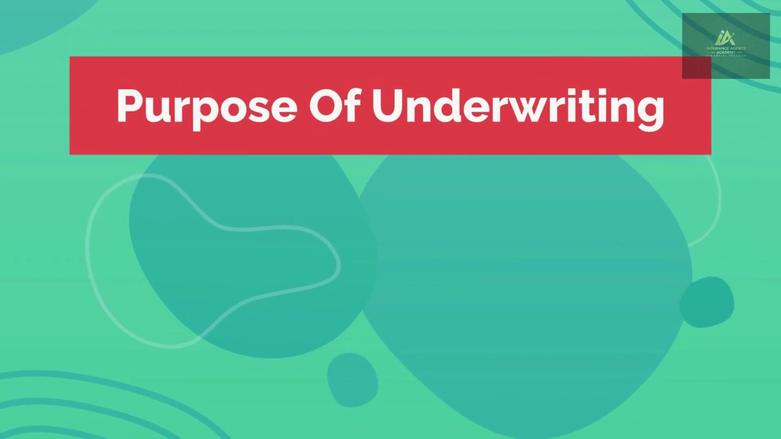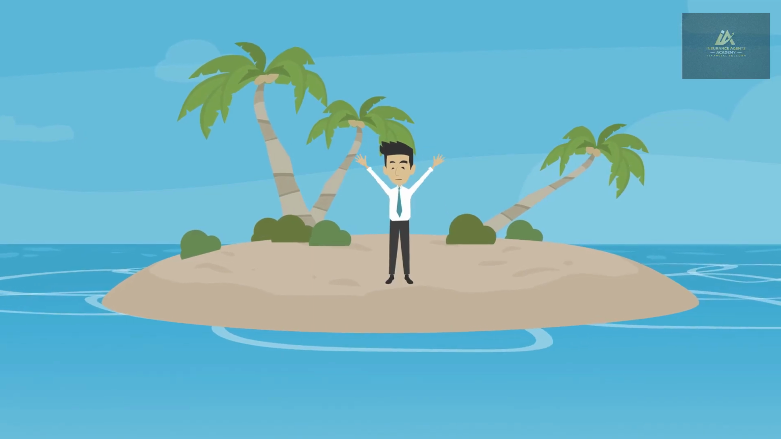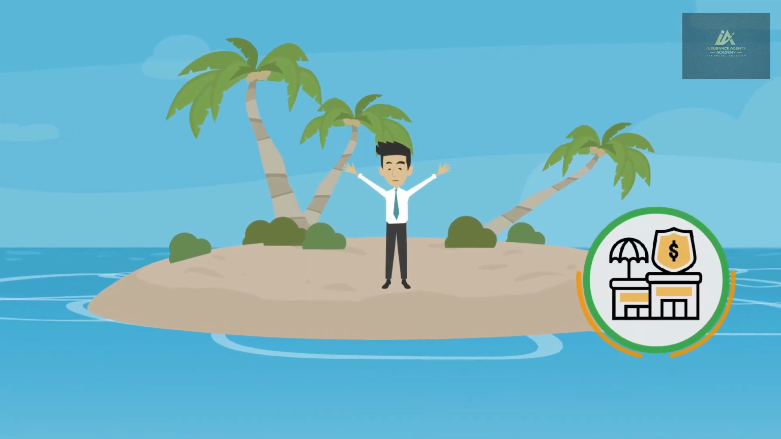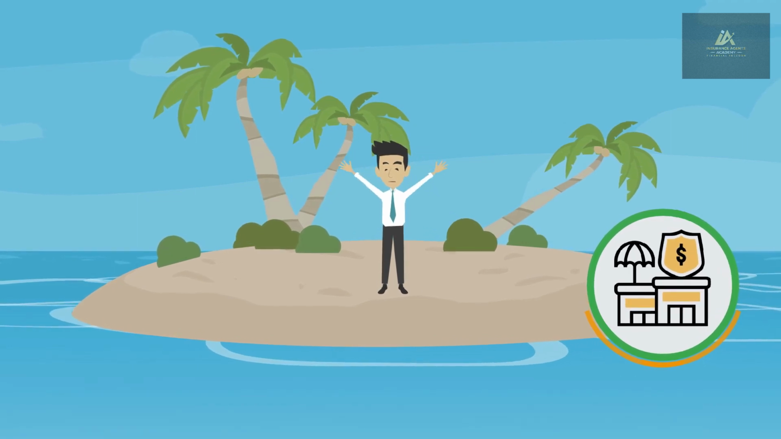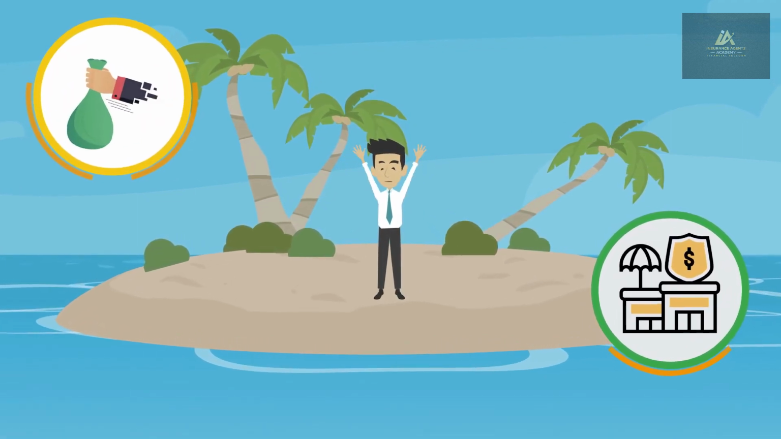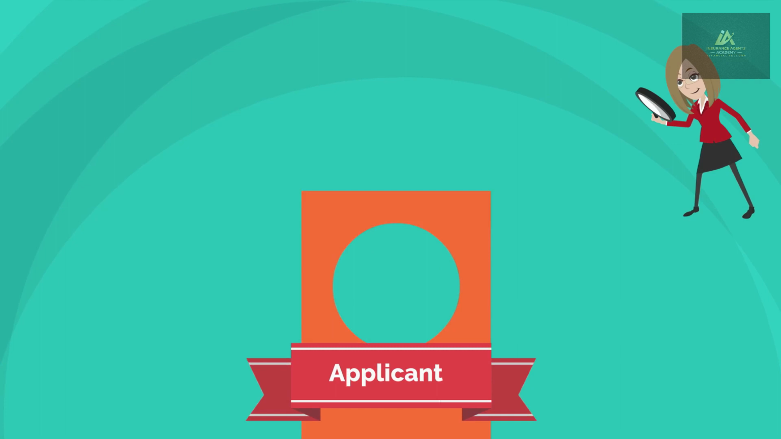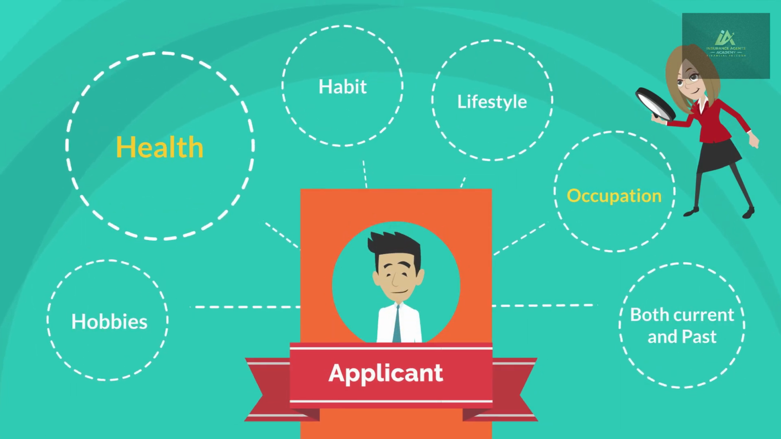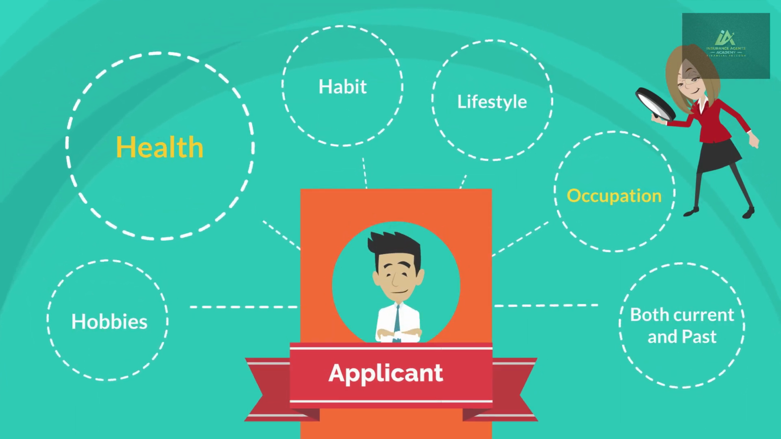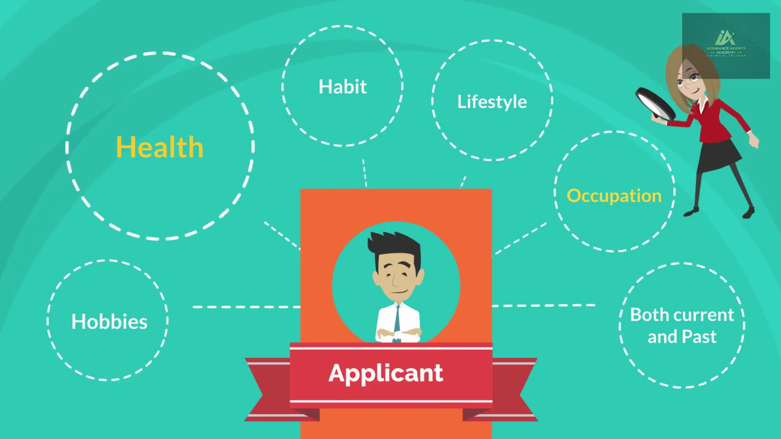Purpose of underwriting. Underwriting is the process in which an insurance company determines whether or not a particular applicant is insurable, and if so, what premiums to charge. The main things an underwriter will use include the applicant's health, both current and past, occupation, lifestyle, hobbies, and habits.